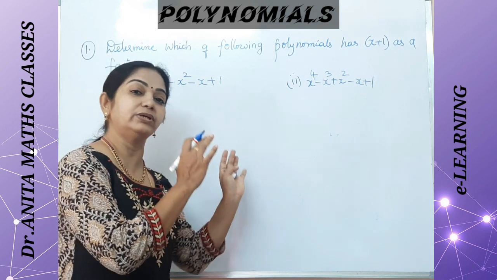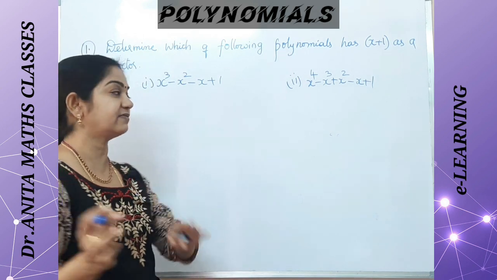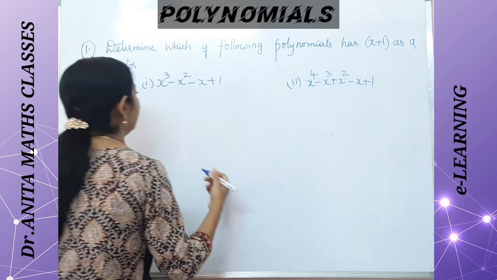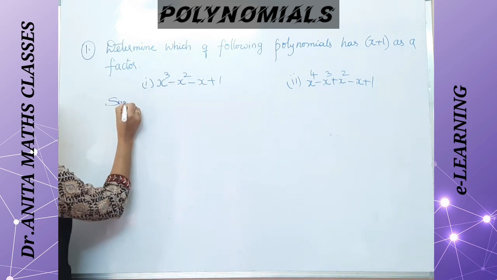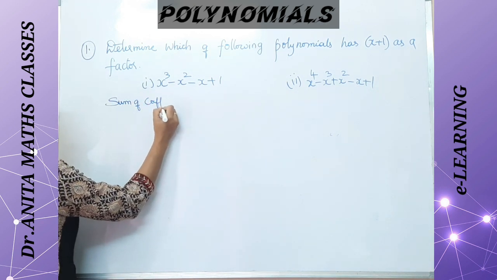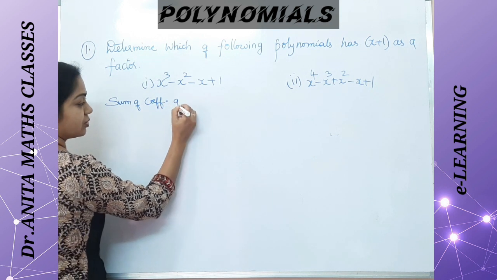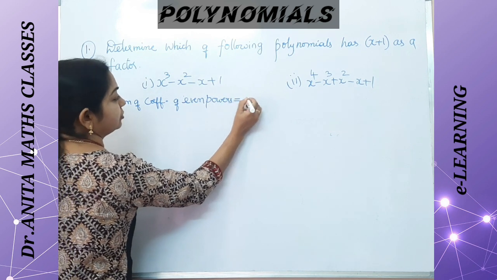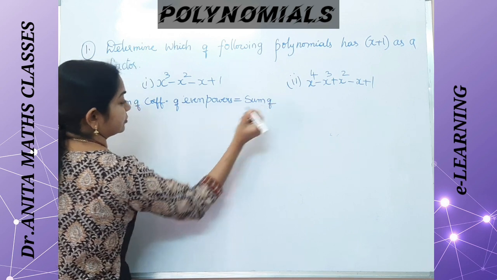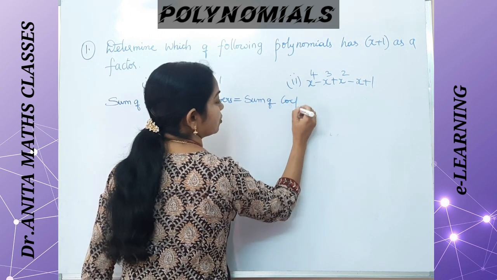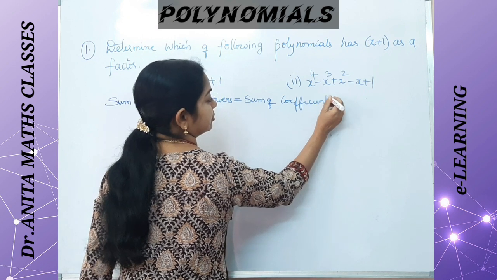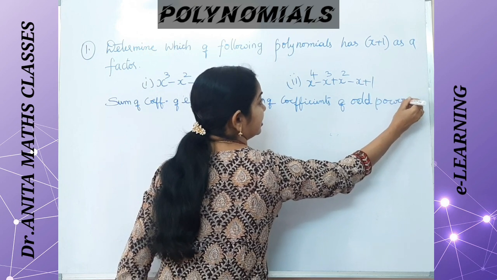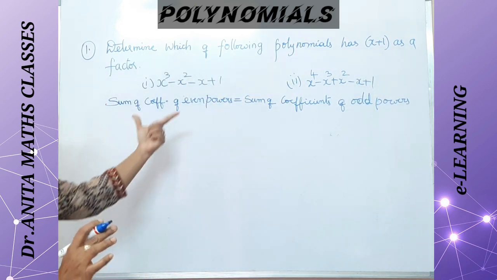If the sum of the even powers is equal to the sum of the odd powers, then we say x plus 1 is a factor. So here we have to check for x plus 1. We have to check whether the sum of coefficients of even powers is equal to the sum of the coefficients of odd powers. If this condition is satisfied, then we can say that x plus 1 is a factor. Simply we have to check the condition.